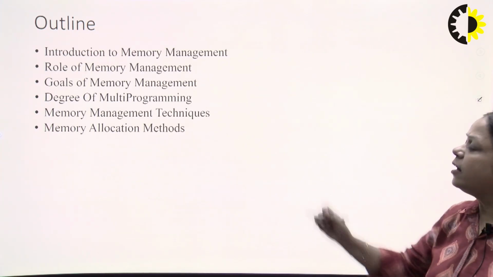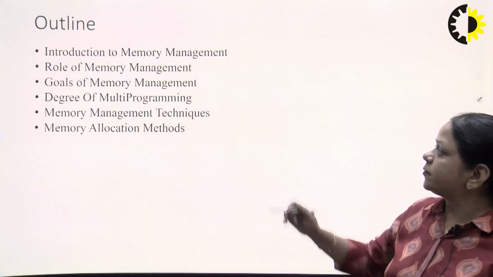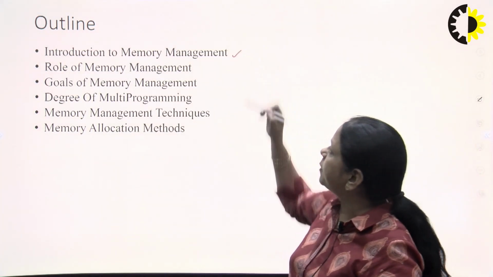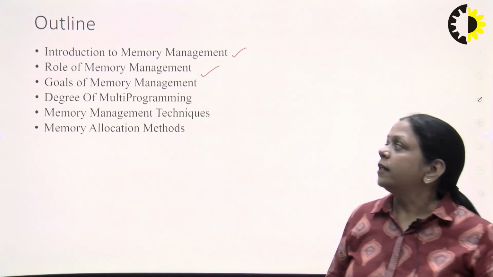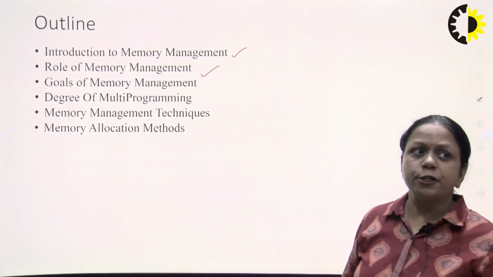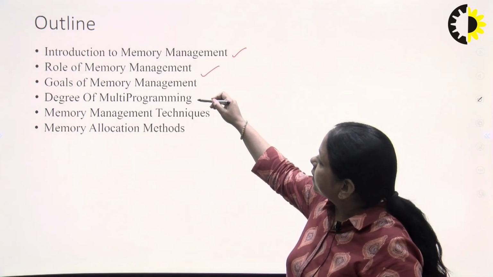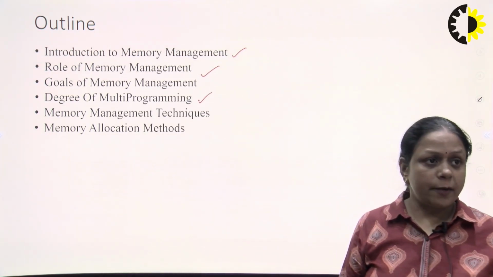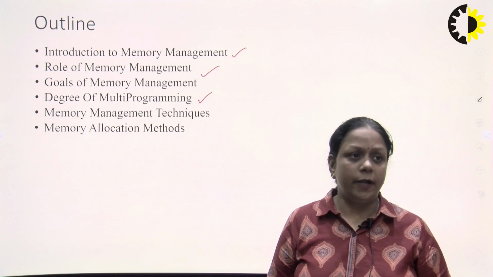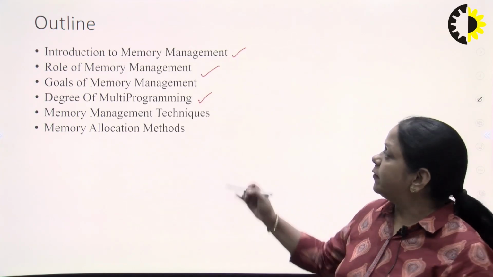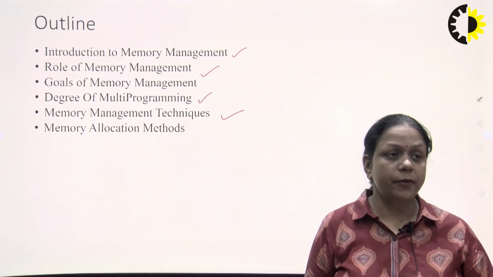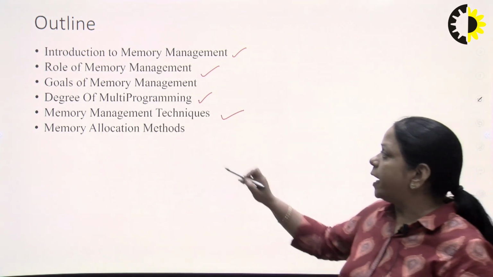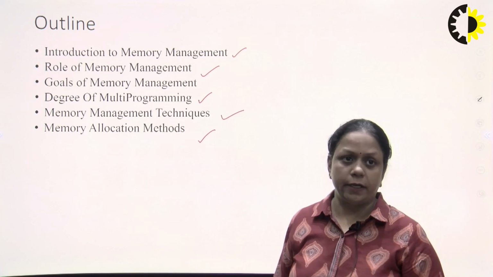These are the outline of the lecture. First is the introduction to memory management. Second is the role of memory management. Third is the goals of memory management. Next is the degree of multiprogramming. What is the meaning of degree of multiprogramming? We will understand that. Then we will understand the memory management techniques. Different types of memory management techniques we will see here. And next is the memory allocation method.